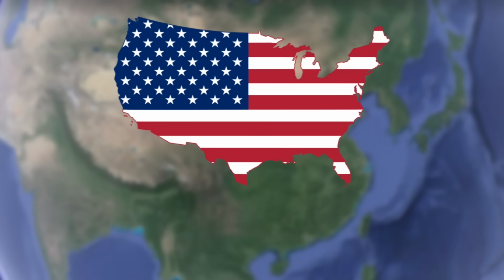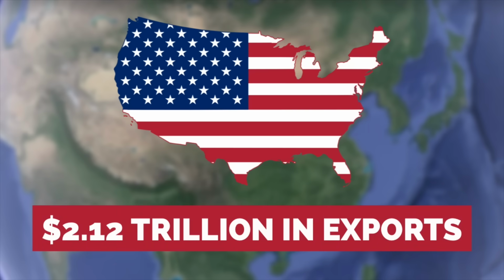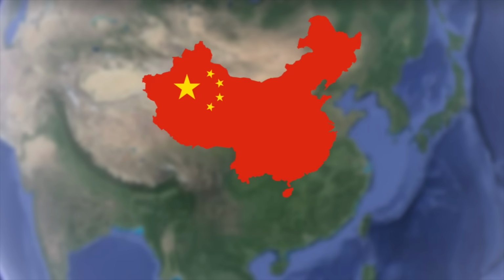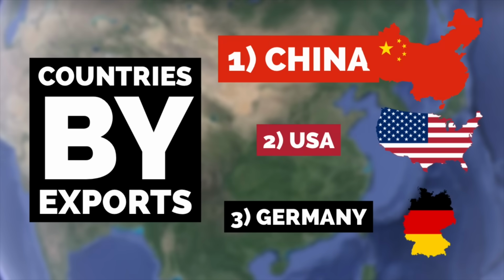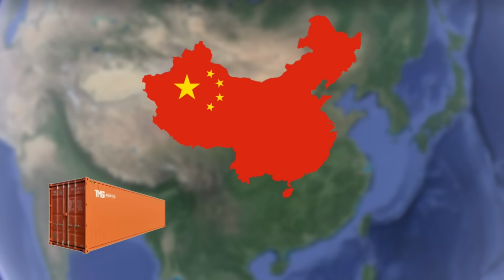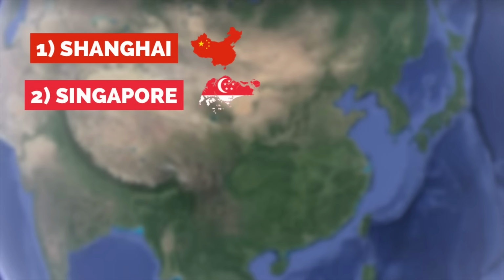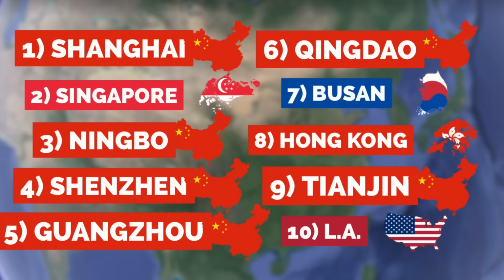Each year, the United States exports about $2.12 trillion worth of goods to other countries. China every year exports about $2.72 trillion worth of goods. This makes China the largest exporter in the world, with the USA in second place. China's major exporting strength is further evidenced by the fact that out of the 10 largest ports in the world, 6 of them are Chinese.